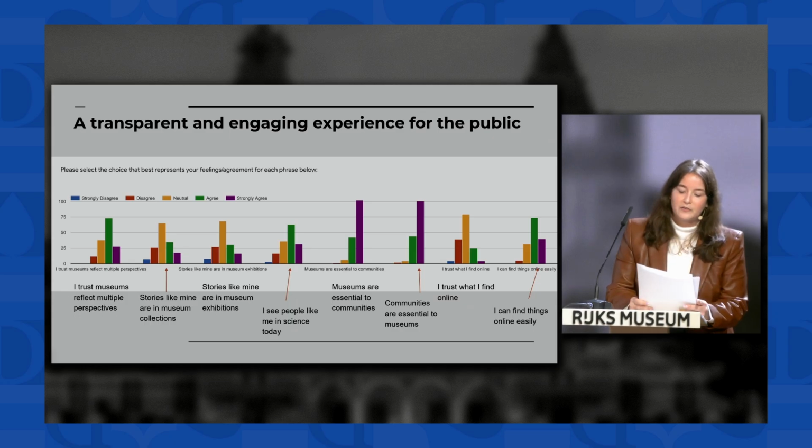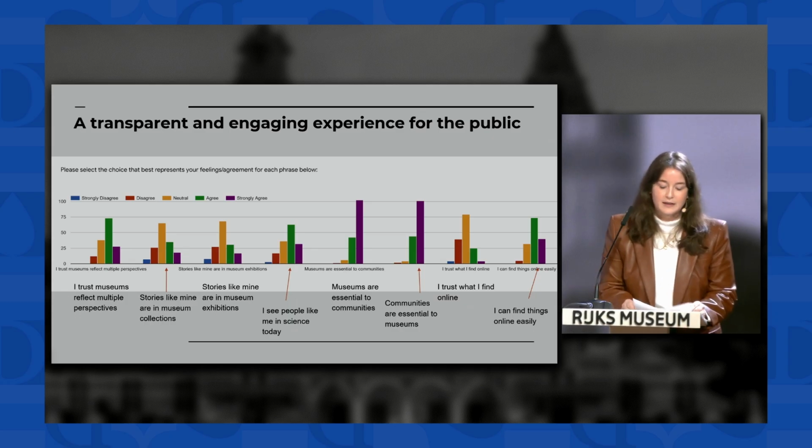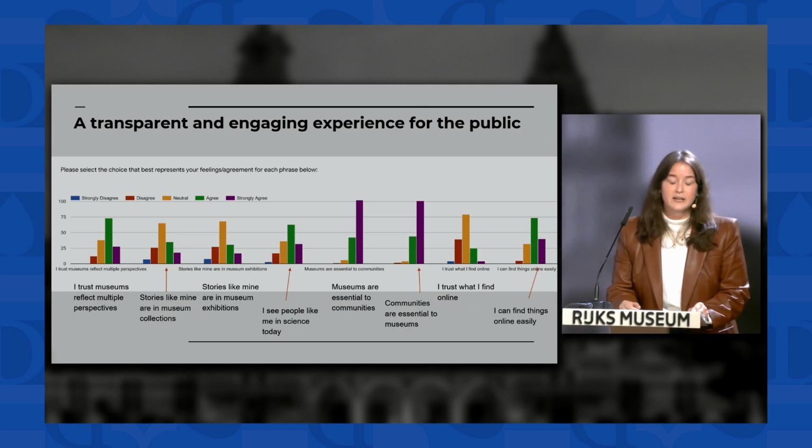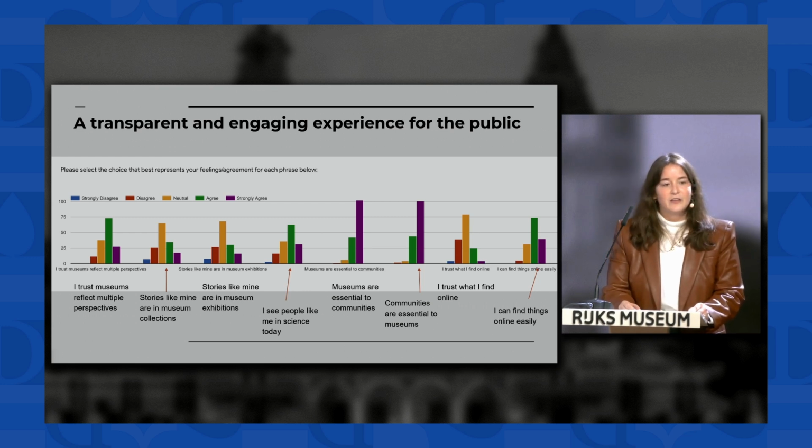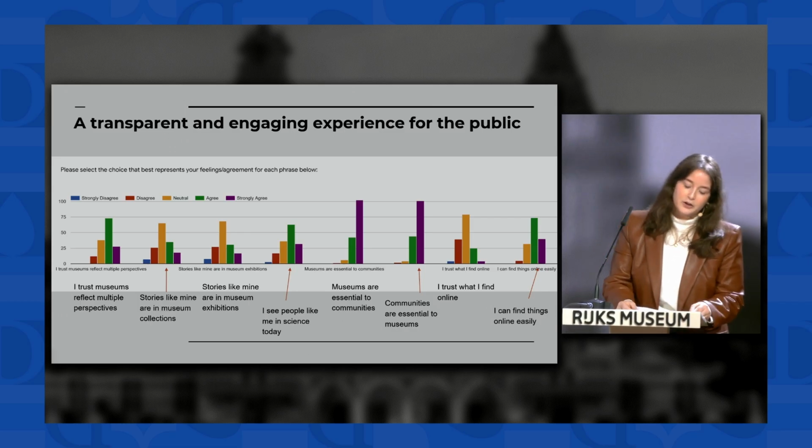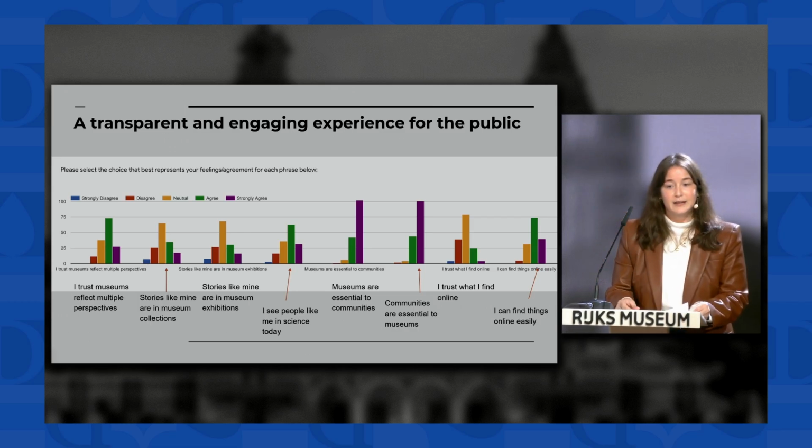This survey showed that roughly 80% of our participants indicated they can find things easily online, but less than 20% of those same participants stated that they actually trust what they find online. And this mirrors findings of a larger digital literacy crisis I will hit on in a minute.